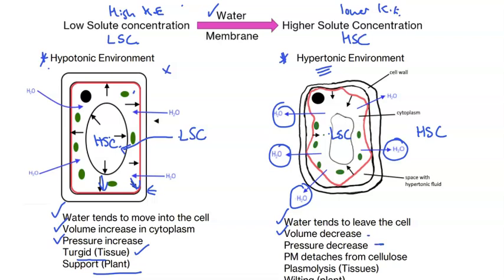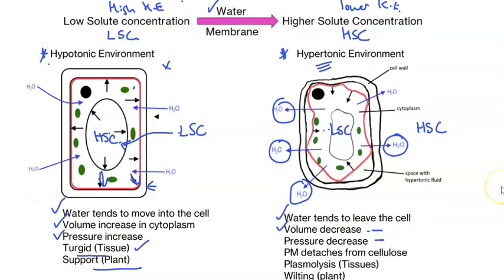The pressure which came from the walls is going to decrease. And so the plasma membrane, or the cell membrane, actually detaches from the cell wall and creates these spaces around the plant like this. So the cell membrane is shrinking inward, and so the pressure has been lost. In plants, this phenomenon is called plasmolysis, and that's how we describe it in tissues.